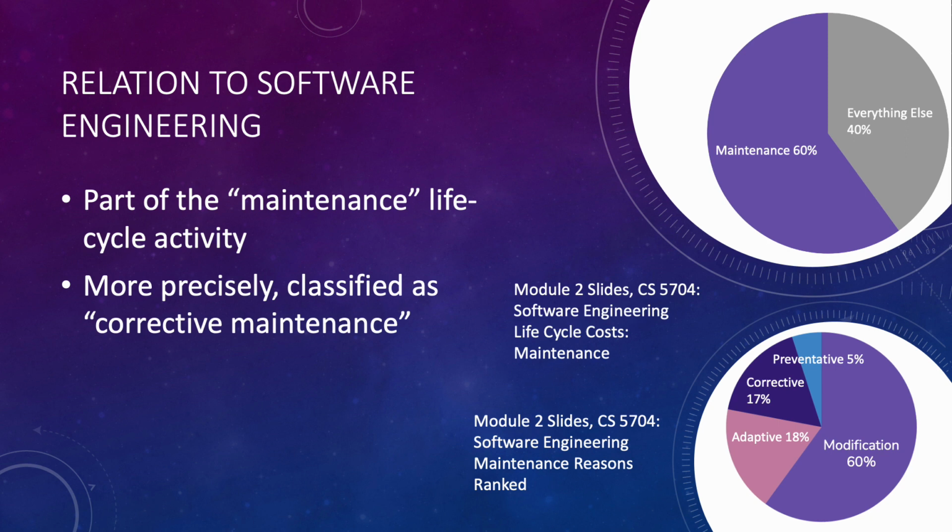First, I'd like to go over how this topic relates to software engineering. As we learned in Module 2, maintenance is the most time-consuming lifecycle activity, more than requirements, analysis, design, and coding. Debugging happens to be a part of the maintenance lifecycle activity. As you can see in the top pie chart, 60% of total lifecycle costs are maintenance-related. Out of those maintenance-related costs, 17% are known as corrective maintenance costs, which is the maintenance subcategory that debugging falls under.